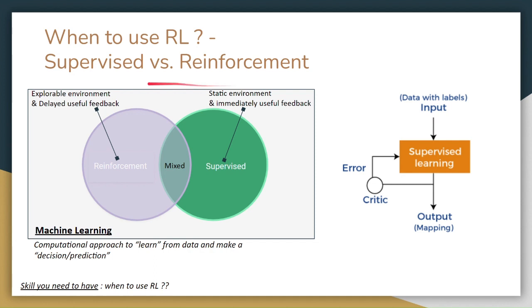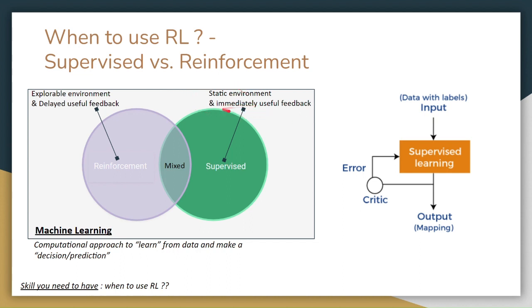So this environment in reinforcement learning, I call it explorable. That is, you can explore the environment according to your agent. The agent has to decide where to explore the environment, and the data is just different based on your action. And this is not true in supervised learning.